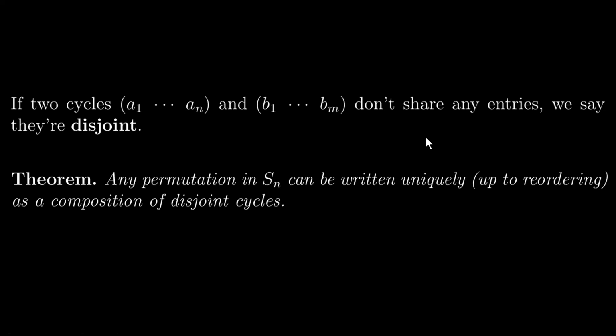And so we have a theorem. Any permutation in Sn can be written uniquely, up to reordering, of course, because the order of composition doesn't matter, as a composition of disjoint cycles. Okay, and so we actually have an algorithm to do this.